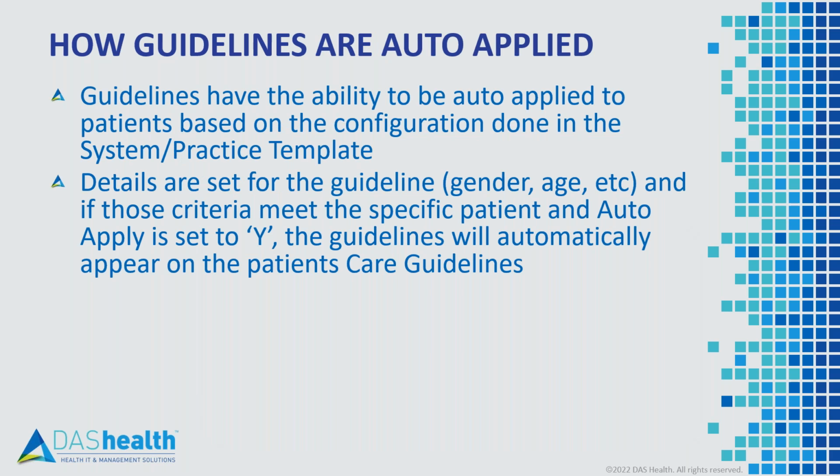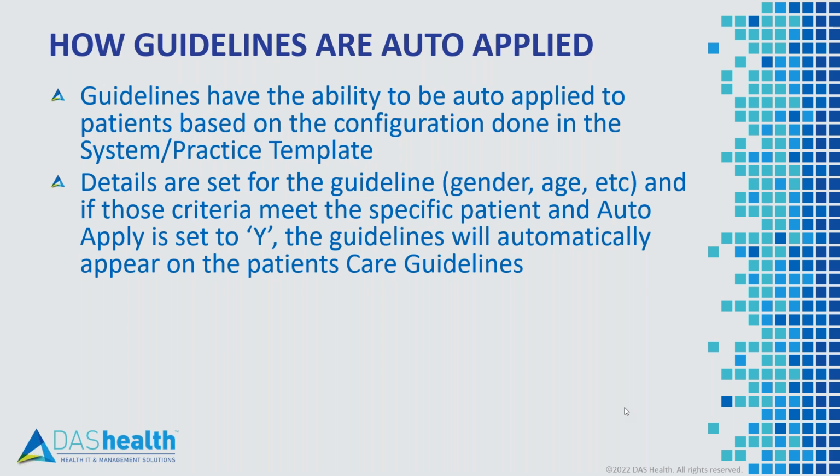All right, so now that we've gotten a lay of the land of the care guidelines window and how that looks, we're going to talk about how care guidelines really function in your system. There's really two ways that care guidelines can be added for a patient. The first is them being auto-applied, which is a lot of the configuration that Holland was mentioning in the beginning, is how this auto application works, as well as they can be manually applied. Starting off with auto-applied, like I said, the configuration that's done in that system practice template will determine how these are auto-applied.